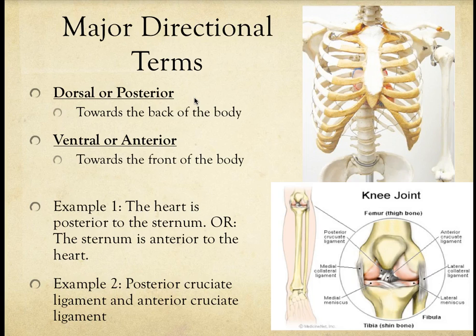Another way that we would use this is in describing certain, again, parts of the body. So in the knee, we have different ligaments. You probably have all heard of the ACL ligament. That stands for anterior cruciate ligament. And here in this knee joint, it's located right here, right underneath the patella, is the anterior cruciate ligament. And then behind it is a posterior cruciate ligament.